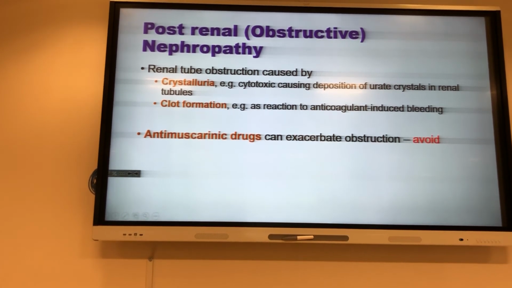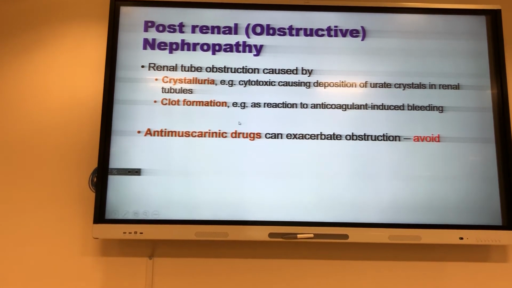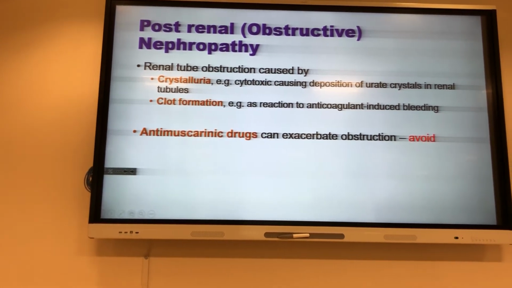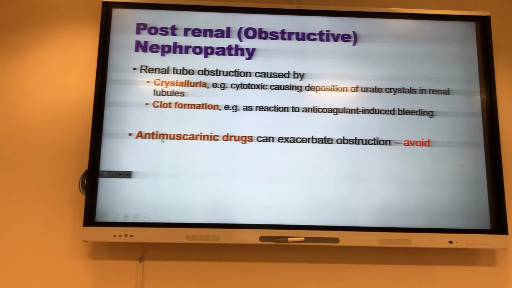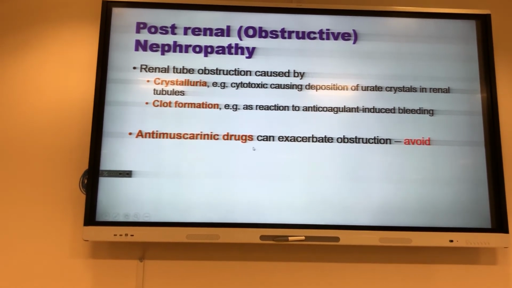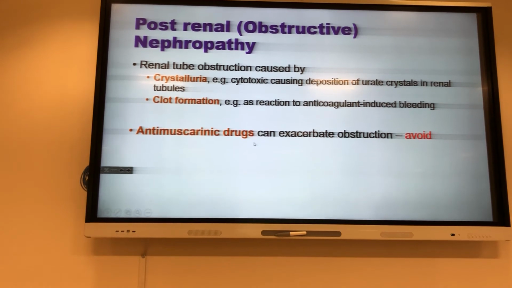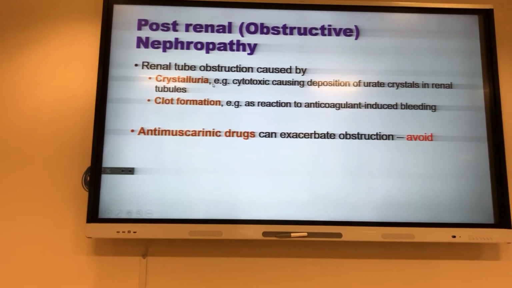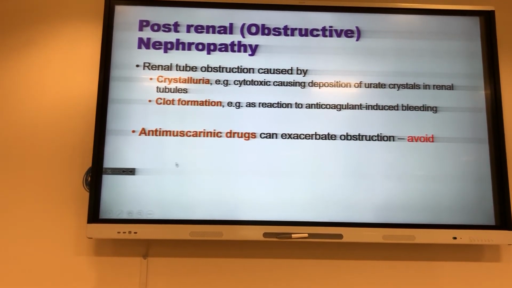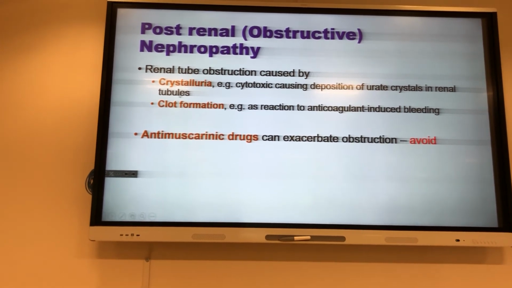Cytotoxic drugs can cause deposition of urate crystals in the tubules. Drugs given for gout, like allopurinol, can also cause crystal uria. Clot formation from any anticoagulant drugs can cause obstructive nephropathy. Antimuscarinic drugs can exacerbate that issue, so we try to avoid them if patients have renal issues plus are taking any of the drugs that can cause these.